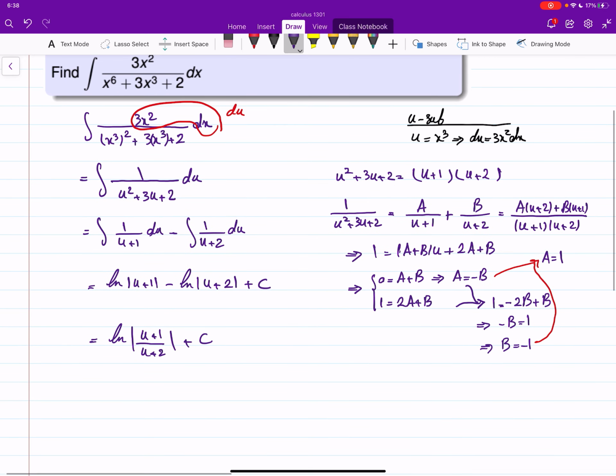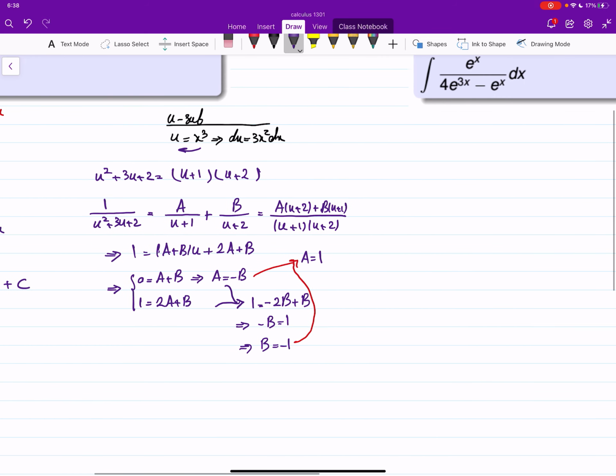But we are not done. Remember that at the beginning we did substitution. Now we have to plug back in our original variable, which was x. So for u, we plug in x cubed. And that is what we have. So one step substitution, then we got to the point that we can use partial fraction decomposition and go from there. Okay, let's do another example here.